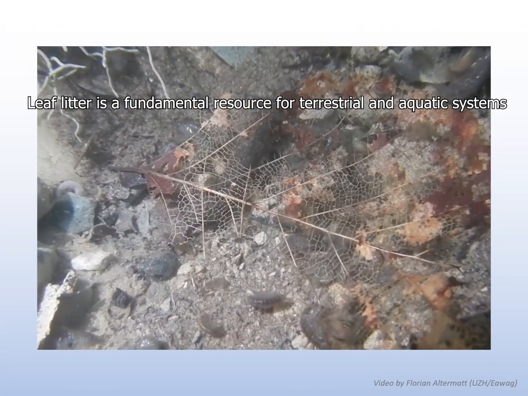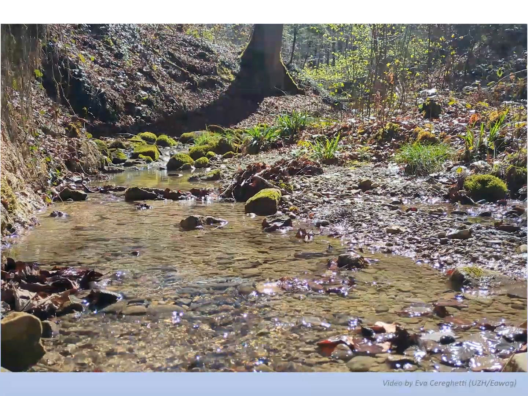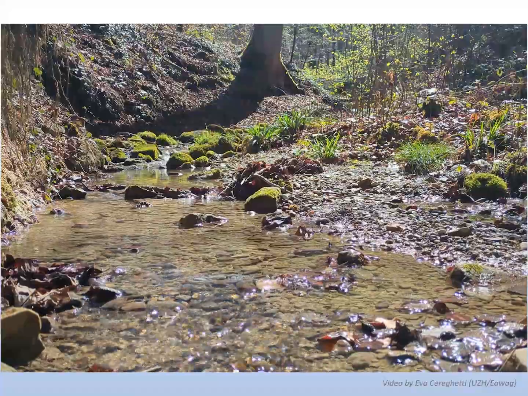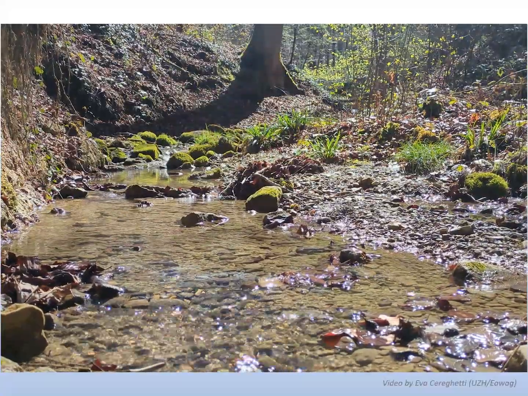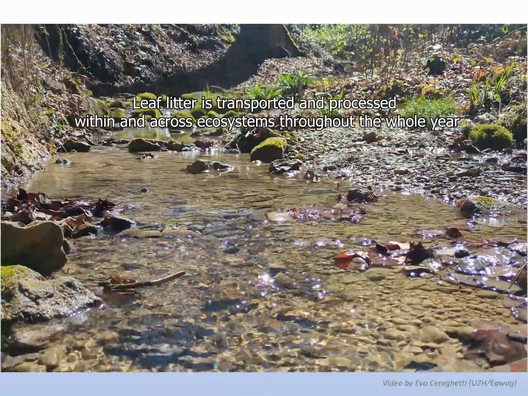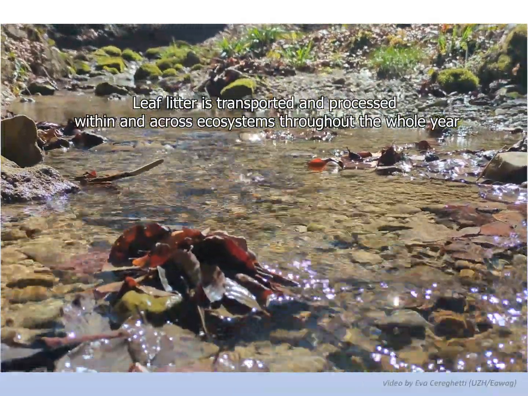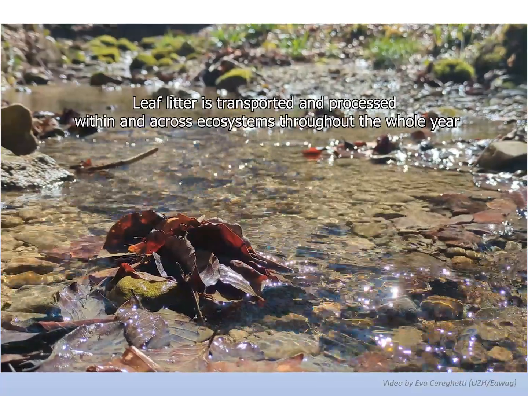Streams and rivers are in fact responsible for the transport and processing of a substantial amount of terrestrial leaf litter. And while leaf litter enters the detritus pool largely once a year, making it an emblematic symbol of the autumn season, this detrital material can move and be decomposed within and across terrestrial and aquatic ecosystems throughout the whole year.